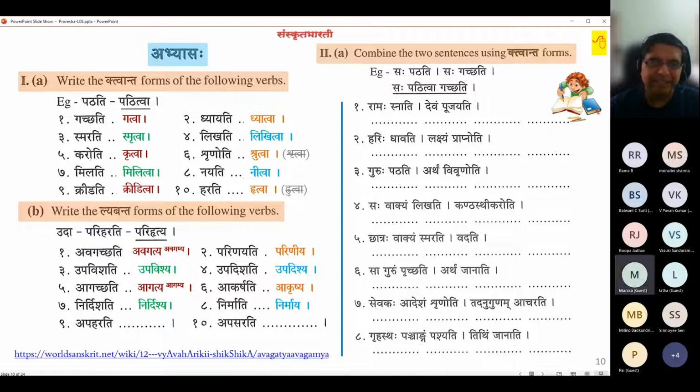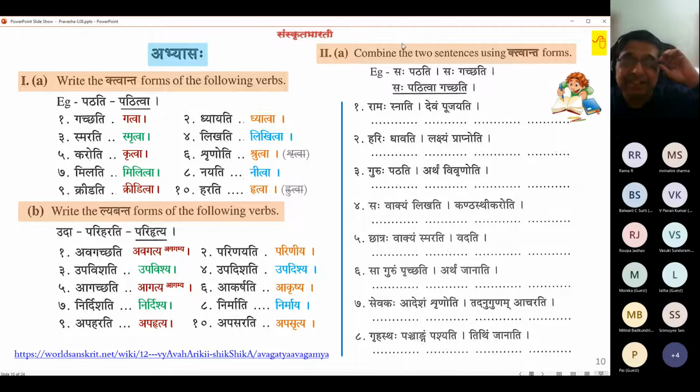Apaharati, apahritya. So hru dhatu, similar to hritva, but lyapanta. So hritya, apahritya. Apasarati, apasrutya. Srutya. So some are real stumpers. I also make mistakes. It's okay if we get 80-90% right. We are in the winning section. Murmu Varya has to only get 60% of the votes.